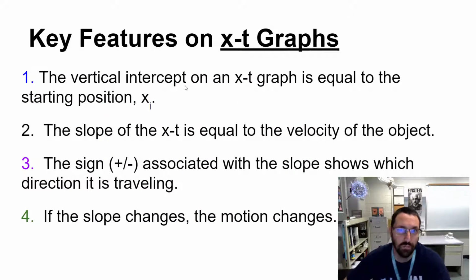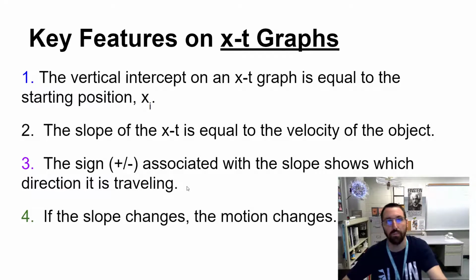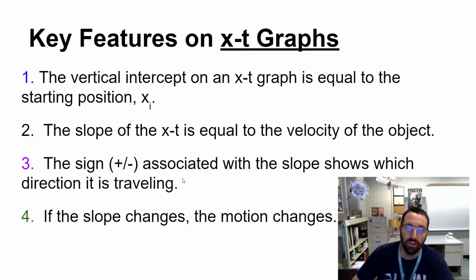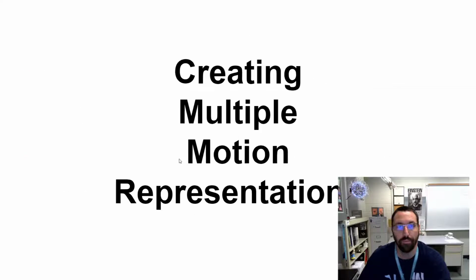The key features on a position time graph. The vertical intercept on an XT graph is always equal to the starting position, which we'll call x initial. That's x sub i. Secondly, the slope of the XT graph is equal to the velocity of the object. And the sign, positive or negative, associated with that slope shows which direction it is traveling. A positive slope means going forward, a negative slope means it's going in reverse. And if the slope changes, then that means our motion changes as well.